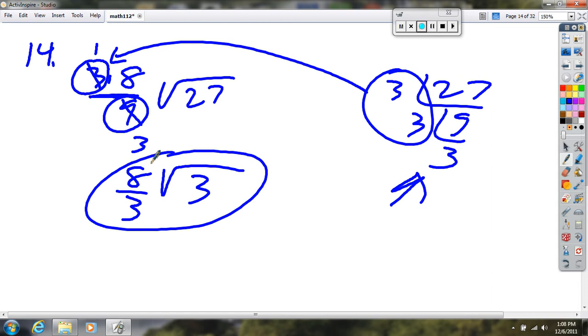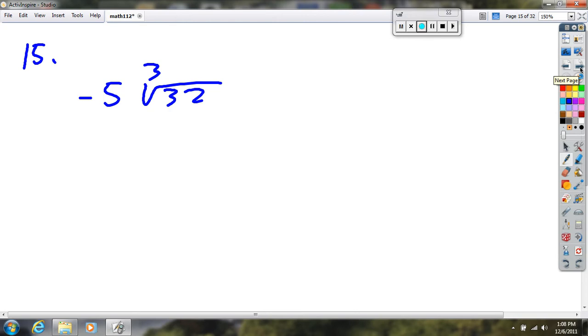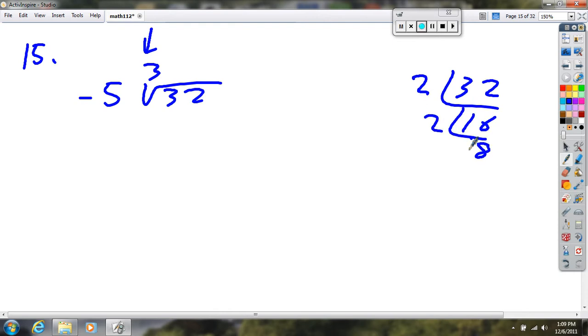Now we do the same thing on 15. Except it's cubed this time. Instead of a square root, we got cube root. We do it the same way. We take 32 and break it down. What prime number goes into 32? Cannot use 4, 8, 16. Don't work because they're not prime. The only thing that works as prime is 2. Goes in 16 times, 2 goes in 8 times, 2 goes in 4 times, and 2 goes into 4 twice.